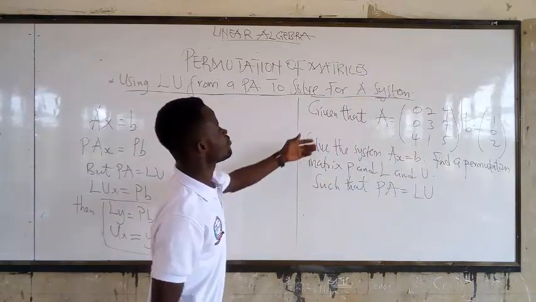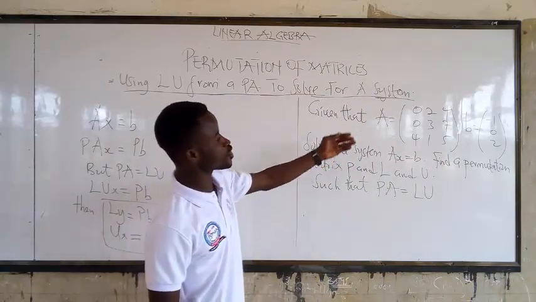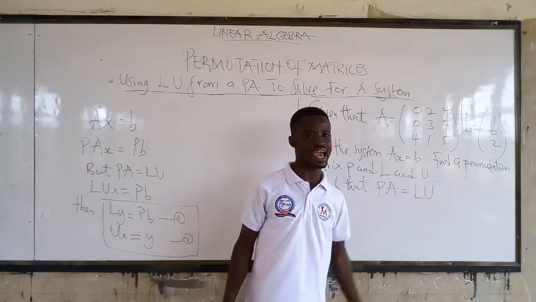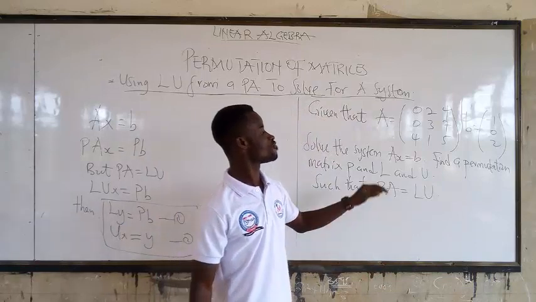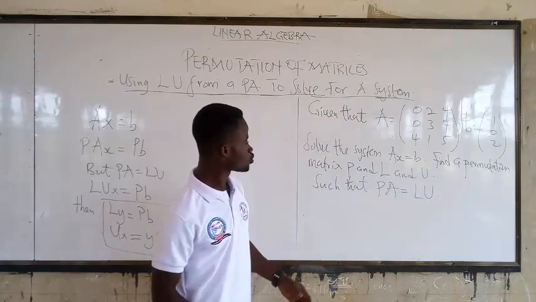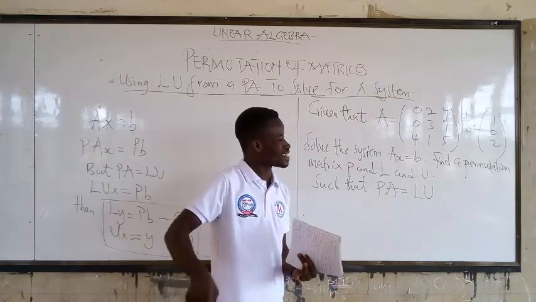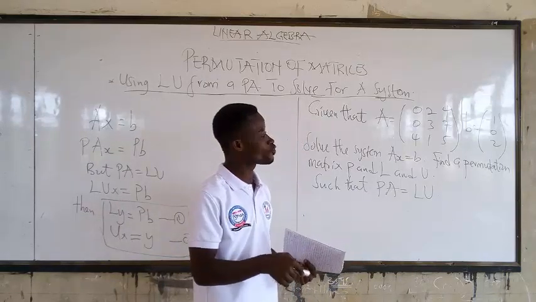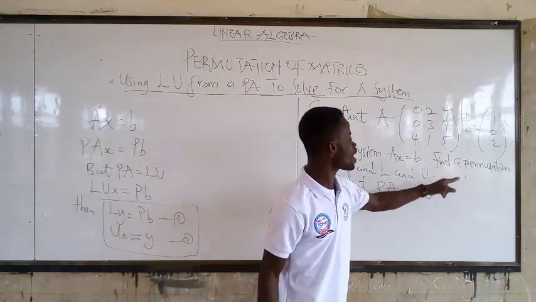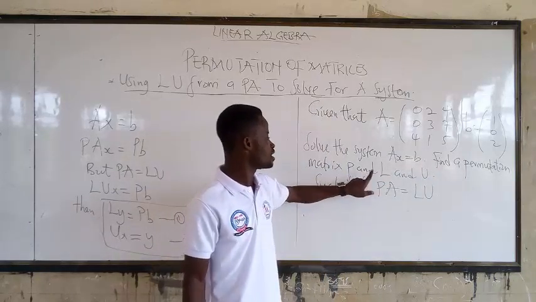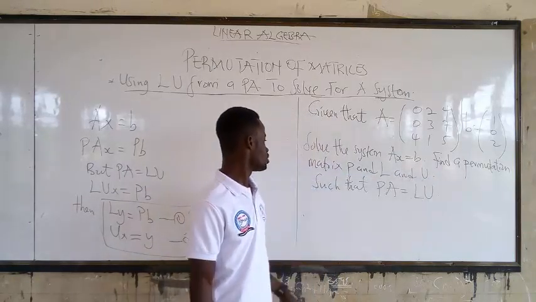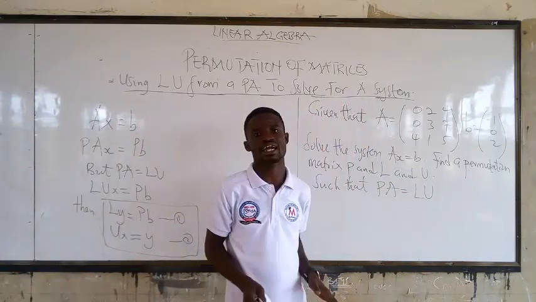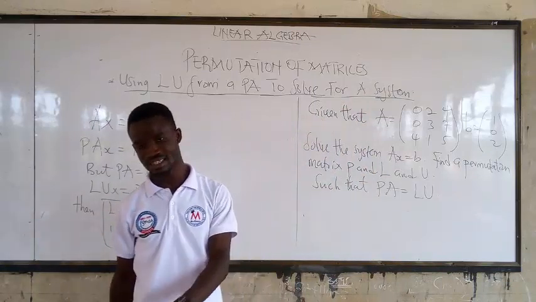Alright, so now, first question. Given that A is equal to this, b is equal to that. Solve the system Ax is equal to what? b. Find a permutation. So first of all, solve the system Ax is equal to b. So it means that we are using this to solve for what? A system. Find a permutation matrix P and L and U such that, alright, so we have combined all these ideas into this question. So let's see how we are going to do it.